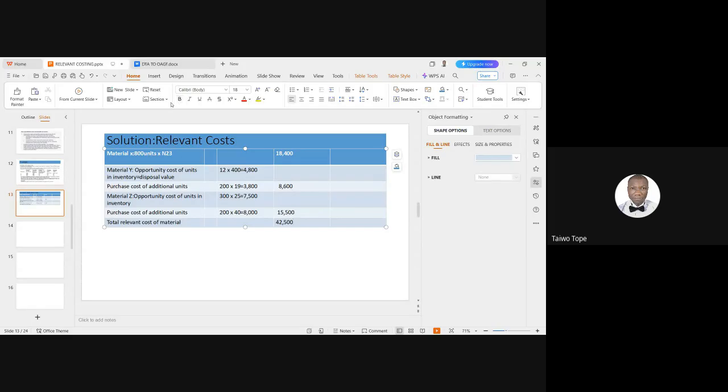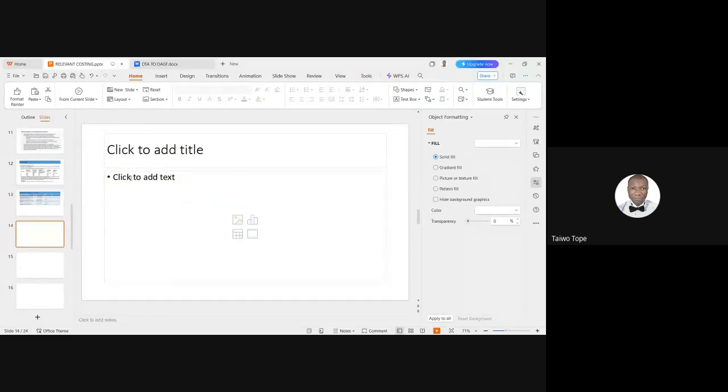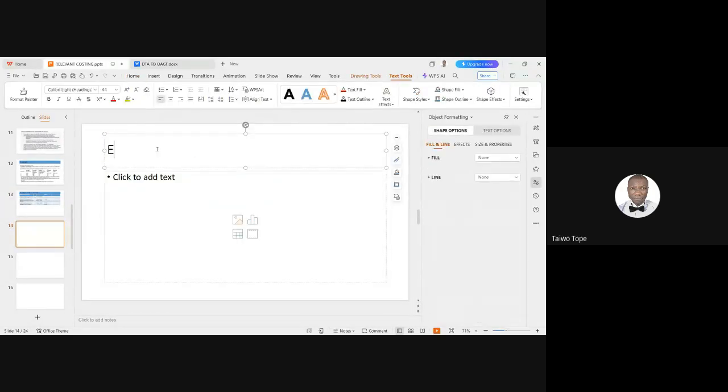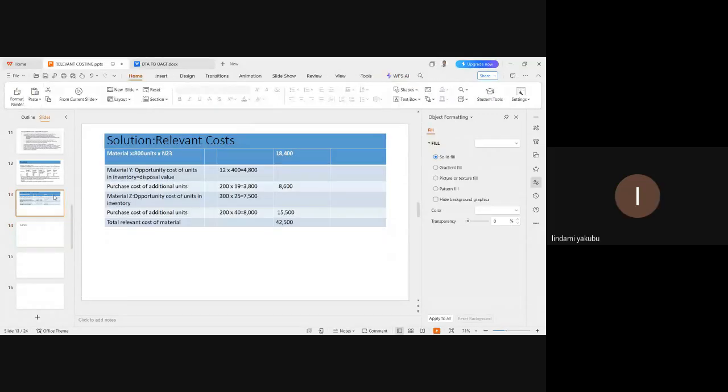So this is how we are expected to show our workings. Let's take it further. Let's take another example. So please, let's screenshot. Sorry, sir, please can you go back to that page again?